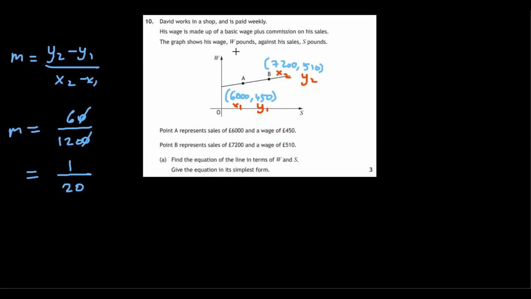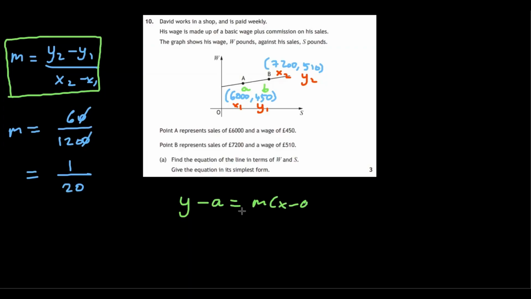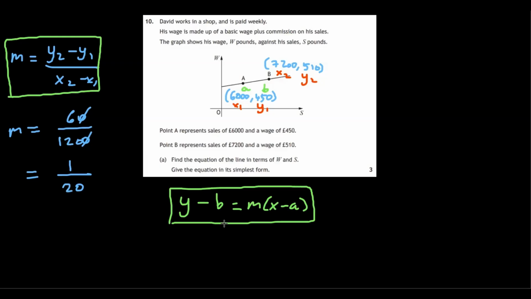And then we'll just use this point for the a, b coordinates. So the equation of a line is just, I'll just put that in the box. So it's y minus b equals m times x minus a. So that's the equation of a straight line from 2 points. This is just one of the points, so I've let this one be a, b. So it would be y minus b, which is 450, equals the gradient times x minus a. So x minus 6,000.